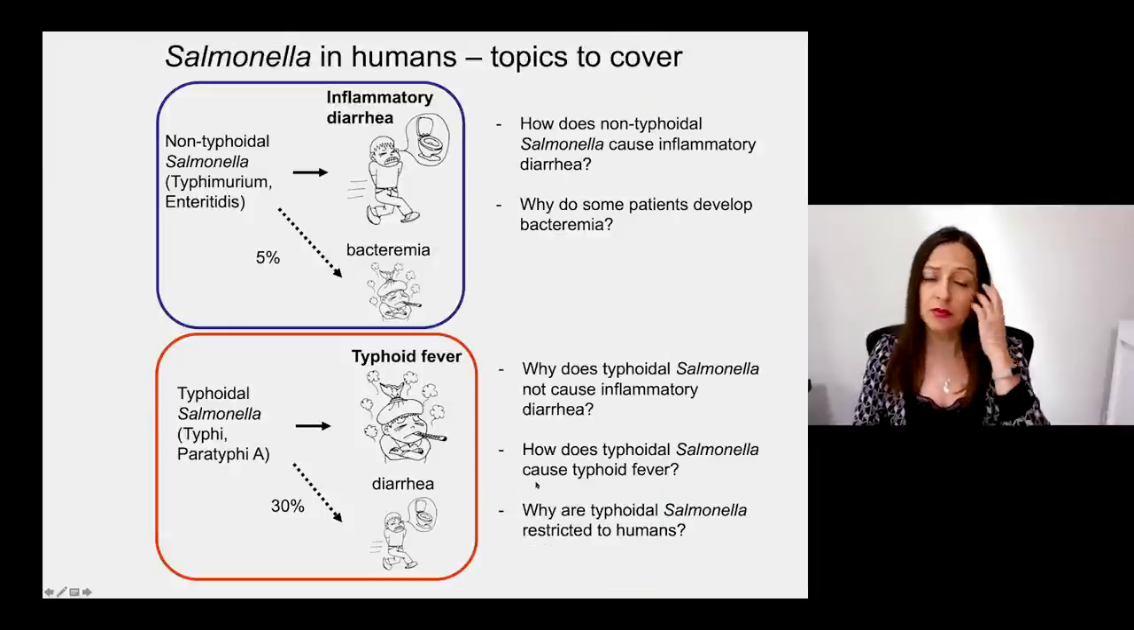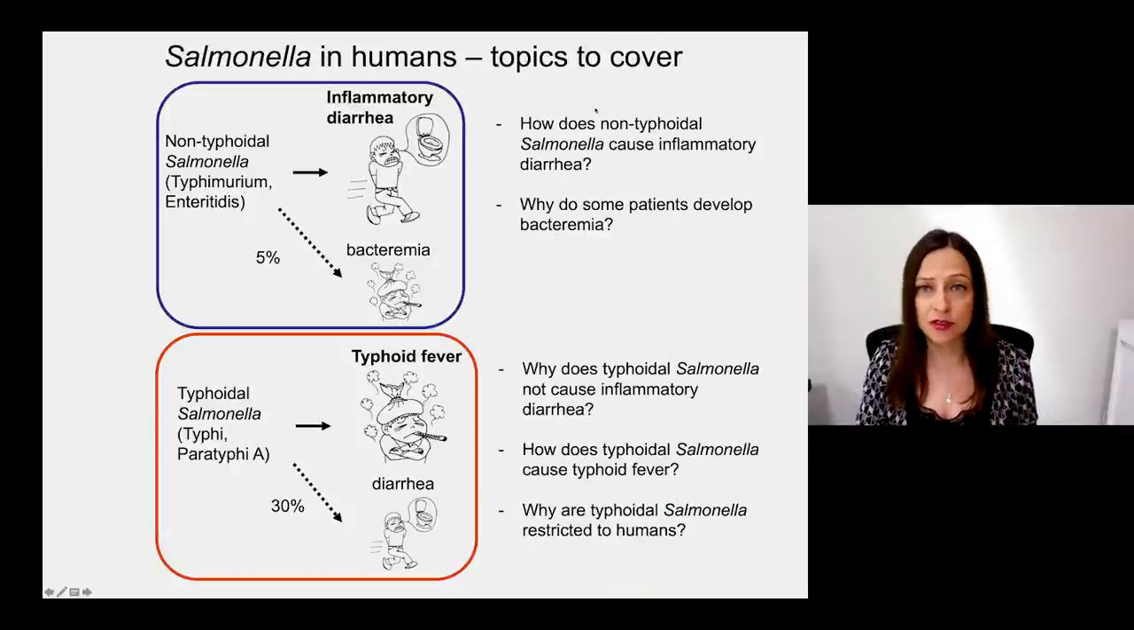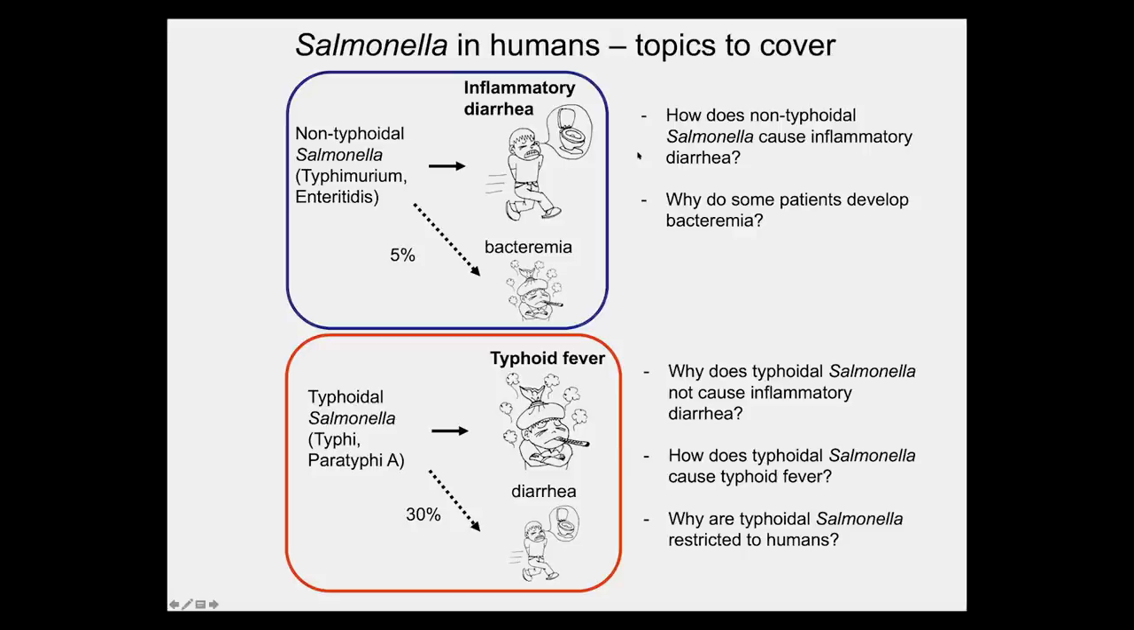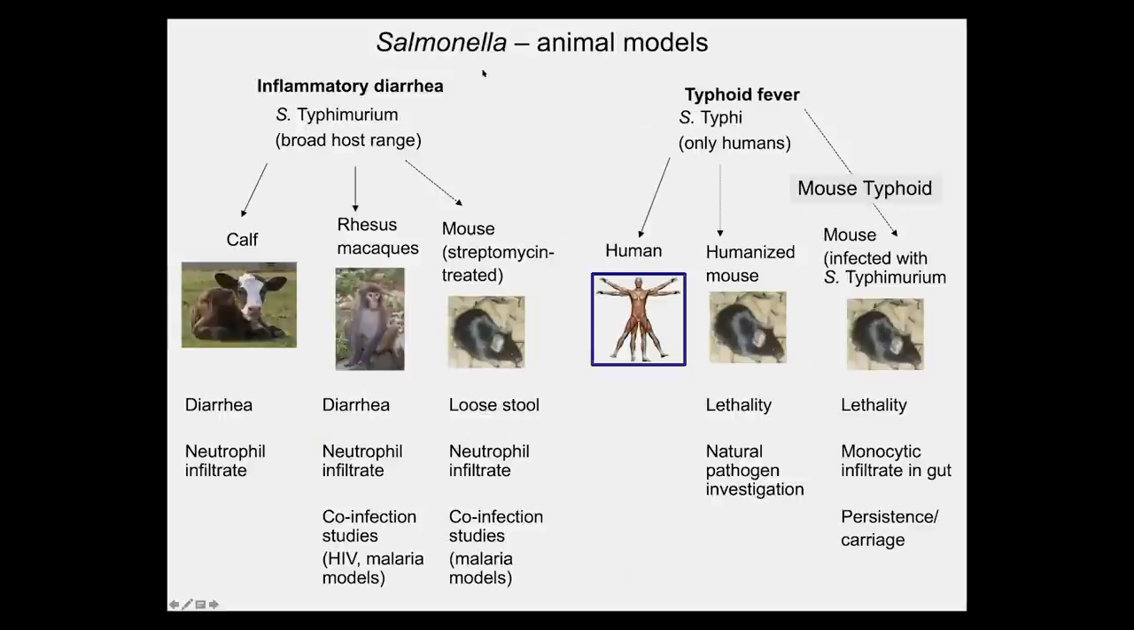So what I'm going to tell you today, I'm going to cover some topics about the differences between the different Salmonella diseases in humans, and I'm going to go over these topics in a little bit, and what we know and what we don't know. So first, let me introduce you to Salmonella in animal models, and the animal models that we can use to study inflammatory diarrhea as well as typhoid fever.